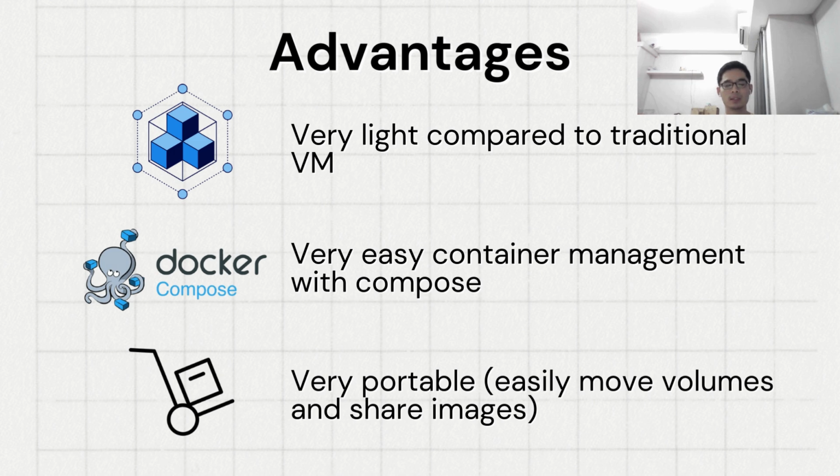The next advantage is that it is very easy to manage containers inside Docker using Docker Compose. Docker Compose is a file where you can specify the settings for many containers and their interaction. For example, you can set one container to be in the same network as another container. You can also set up the volumes for the container to write data. The next advantage is that it is very portable. You can very easily move volumes and share your images with other people or other machines.